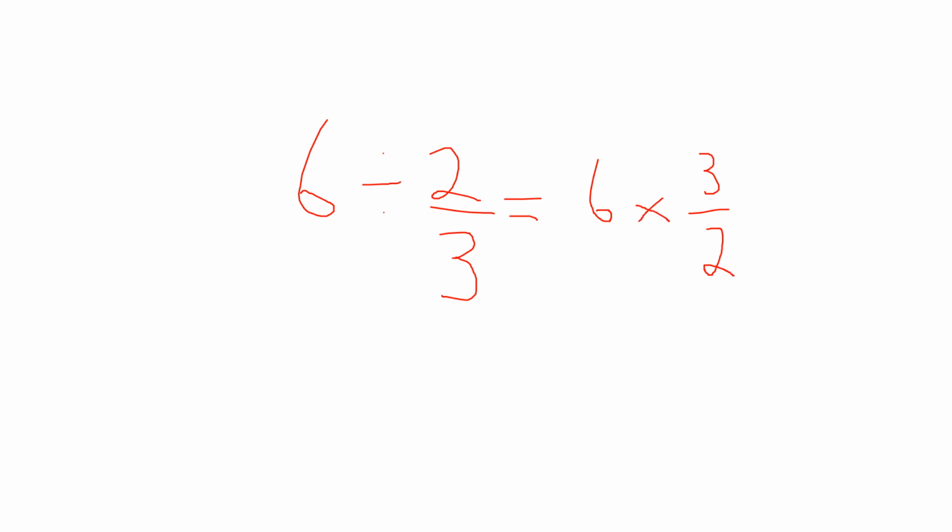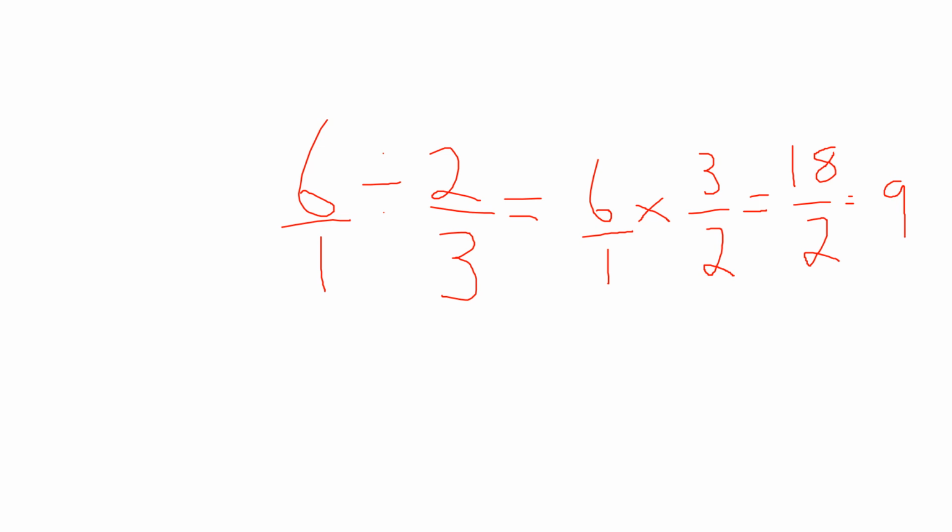Now, what's the next step? Well, I can write 6 as 6/1 if it makes it easier to remember. When you multiply fractions, you times the top numbers together and the bottom numbers together. So 6 times 3 is 18. 1 times 2 is 2, so we get 18/2. Remember that line means a division. 18 divided by 2 is 9. So 6 divided by 2/3 is equal to 9.